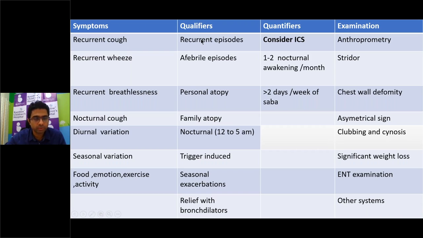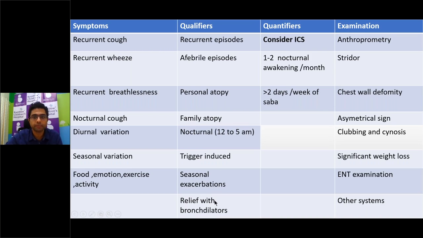Now, how will we tell that these children qualify for being a wheezer? There should be recurrent episodes, afebrile episodes, personal atopy, and family history of atopy. The symptoms usually will be nocturnal, between 12 a.m. to 4 or 5 a.m. in the morning. There must be trigger-induced or seasonal exacerbations, and there must be relief with bronchodilators.